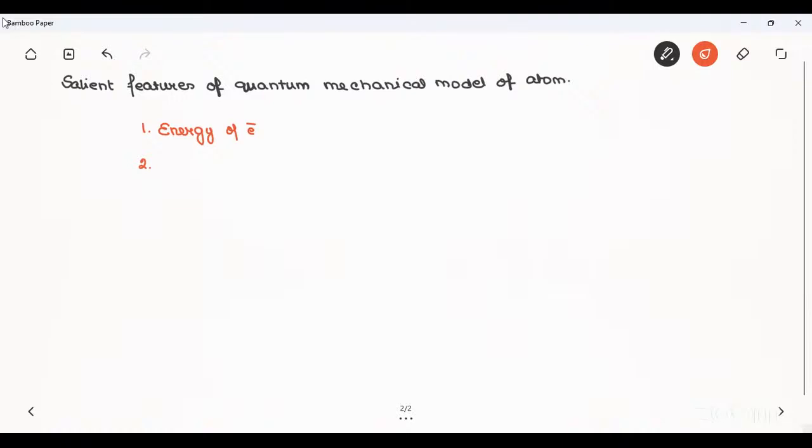Third, all the information about the electron, that psi thing, is contained in its orbital wave function. What is this psi? This is the orbital wave function. And quantum mechanics makes it possible to extract this information from psi. And the path of the electron can never be determined.